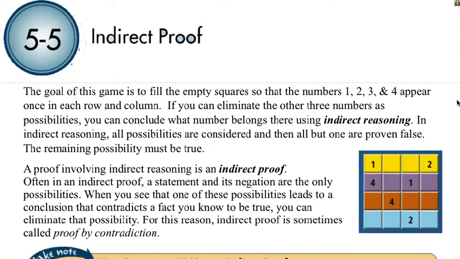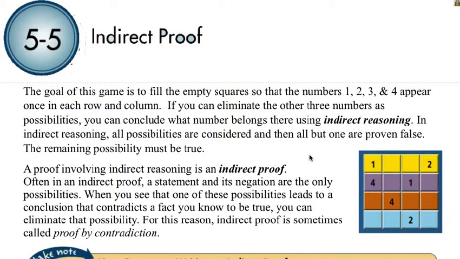Well, welcome back. We are going to talk today about indirect proof. And I'm going to show you how to do indirect proofs by using maybe some games that you're familiar with. A lot of times you may have seen Sudoku games, and I know I've given those to you in the past. And here's a little game where the goal of this game is to fill in the empty squares where you have the numbers 1 through 4 appearing in every row and every column. So it's just like a Sudoku, only a little bit smaller.